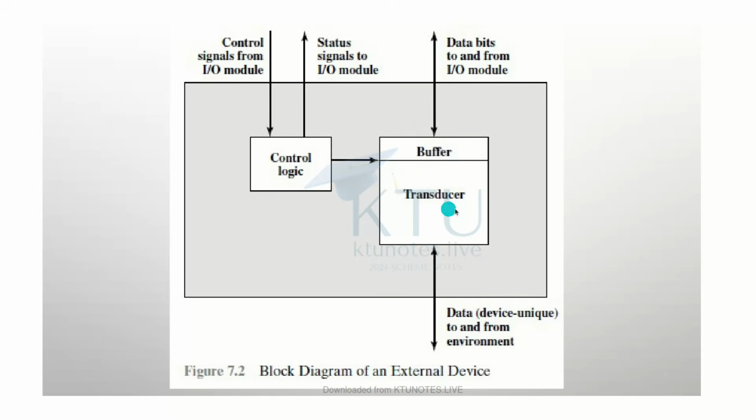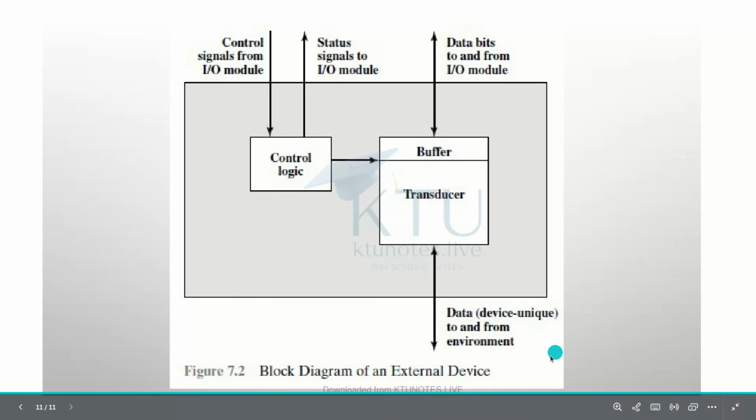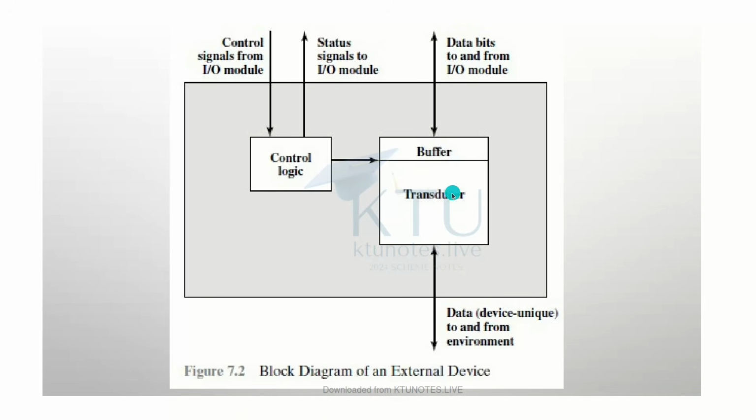Then we have the transducer, which converts to whichever energy form is required. So it is connected directly to our environment itself. Then we have a buffer. The buffer is there to smooth out the speed mismatch between the transducer and the IO module. It stores temporarily some bits of data, right? So this is what happens from the control logic, the buffer and the transducer doing the work. Fine. So to and from, that is why there are two arrows here. Understood? So these were our topics for this video.